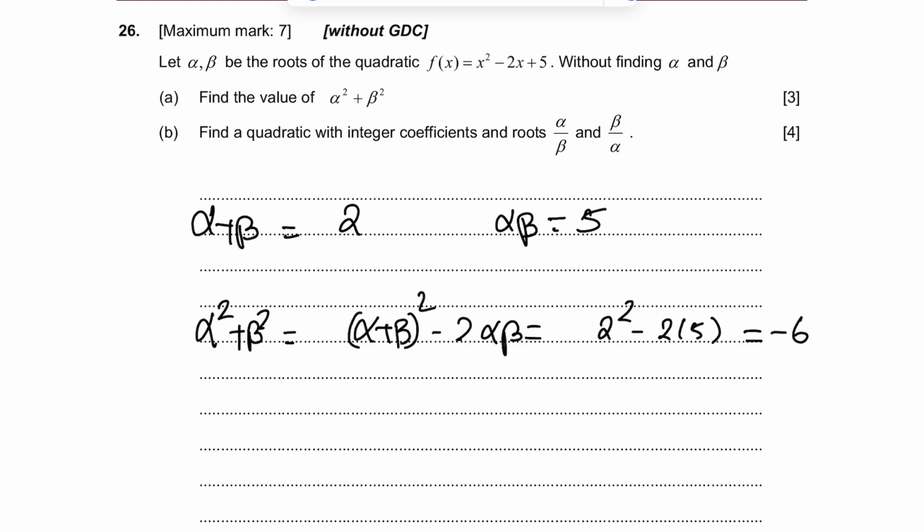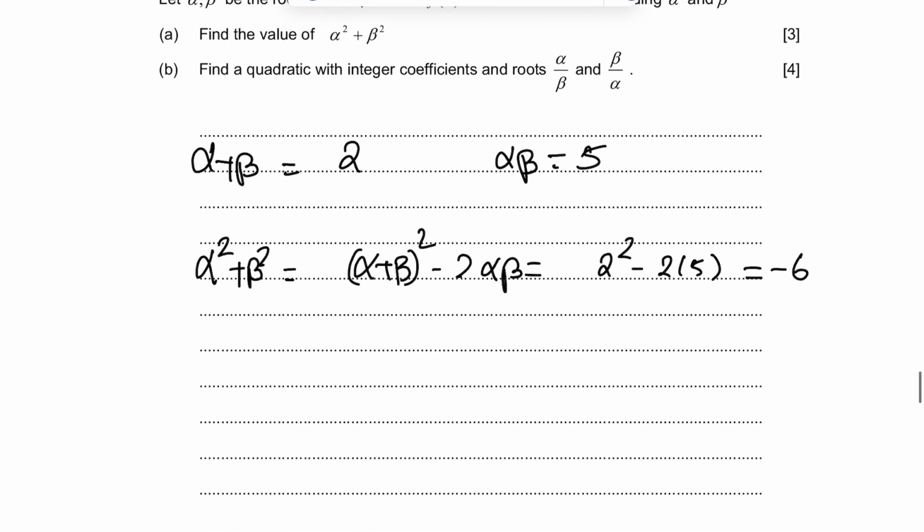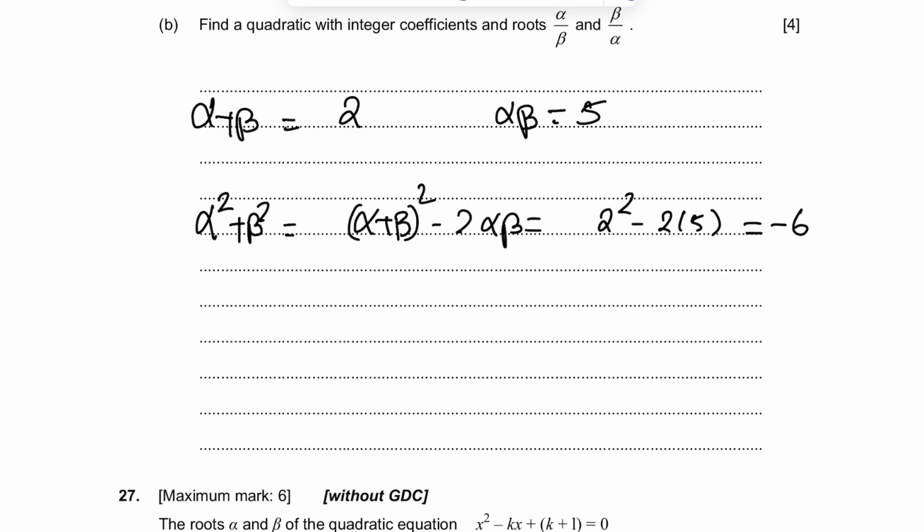Now find a quadratic equation whose roots are alpha by beta and beta by alpha. First of all, I find the sum of the roots. Sum of the roots is alpha upon beta plus beta upon alpha, which is alpha squared plus beta squared upon alpha beta. Alpha squared plus beta squared is minus 6. Alpha beta is 5. So the sum of the roots is minus 6 upon 5.